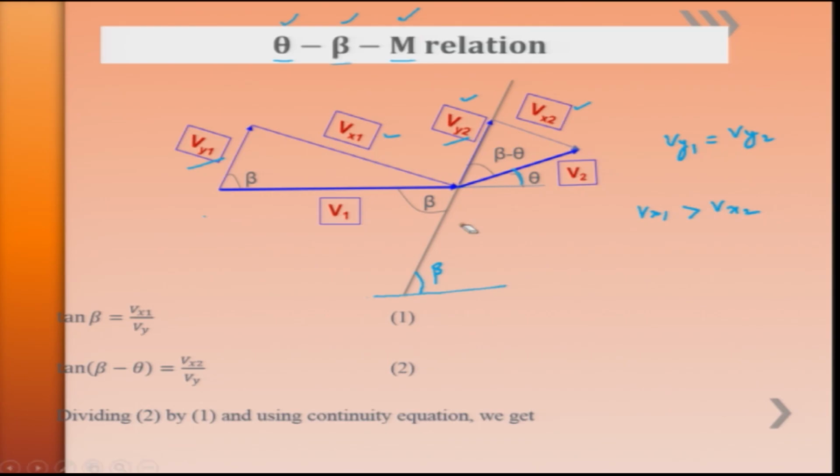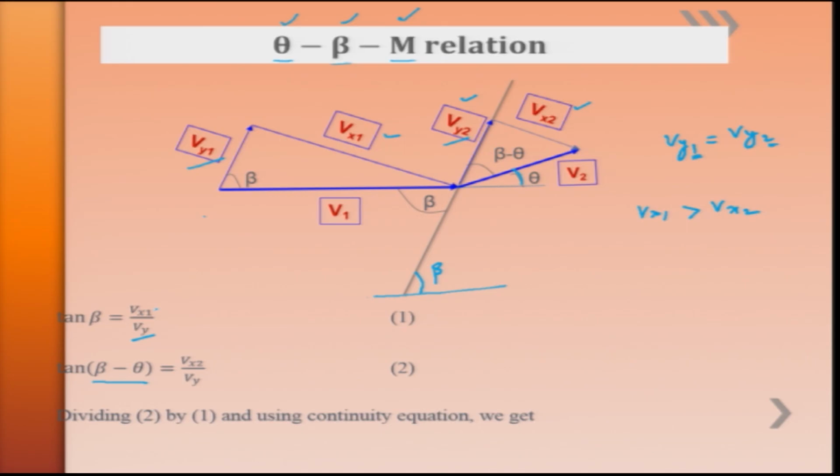Now, using trigonometry, I can write down tan beta is equal to the perpendicular upon the base, that is Vx1 divided by Vy. Rather than using 1 and 2, since they are equal, I am just writing them as Vy. Similarly, on the right hand side, I can take this triangle and write down tan of beta minus theta is equal to the normal component of the velocity coming out of the shock, Vx2, upon Vy.